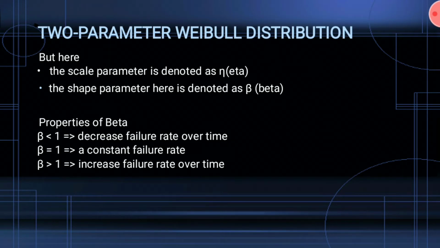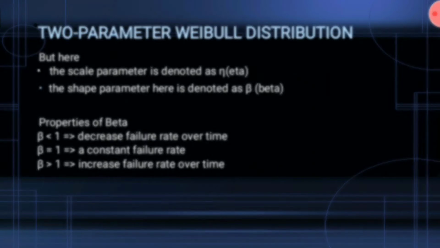One of the nice properties of the Weibull distribution is the value of beta. When beta is less than 1, the distribution exhibits a decreasing failure rate over time. When beta is equal to 1, the distribution has a constant failure rate. And when beta is greater than 1, the distribution exhibits an increasing failure rate over time.